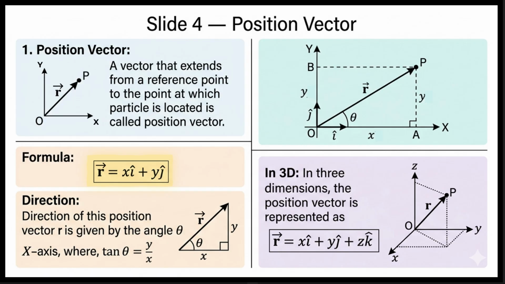To find the vector's direction, we look at the orientation relative to the axes. We define the direction using angle theta, where the tangent of theta is equal to the ratio of the y-coordinate over the x-coordinate. This right triangle diagram visualizes that relationship clearly, showing base x and height y. This concept extends naturally into three dimensions. In 3D space, we simply add a z component along the k-hat direction. This final three-dimensional diagram illustrates how the vector identifies a point's position within a volume.